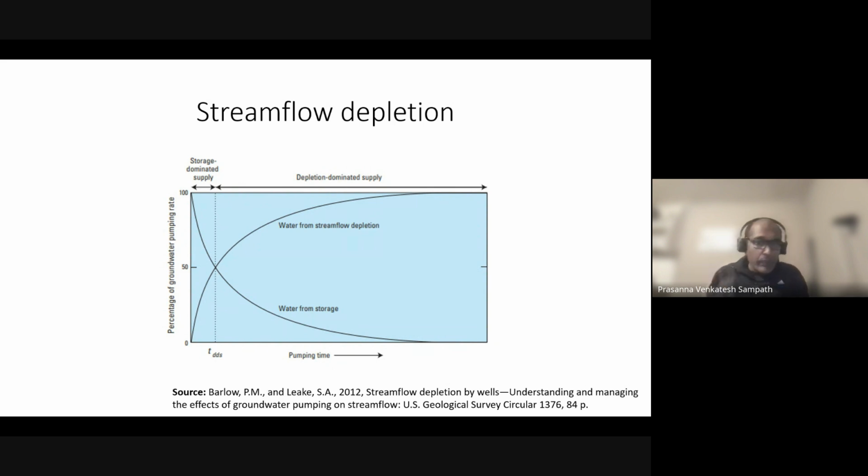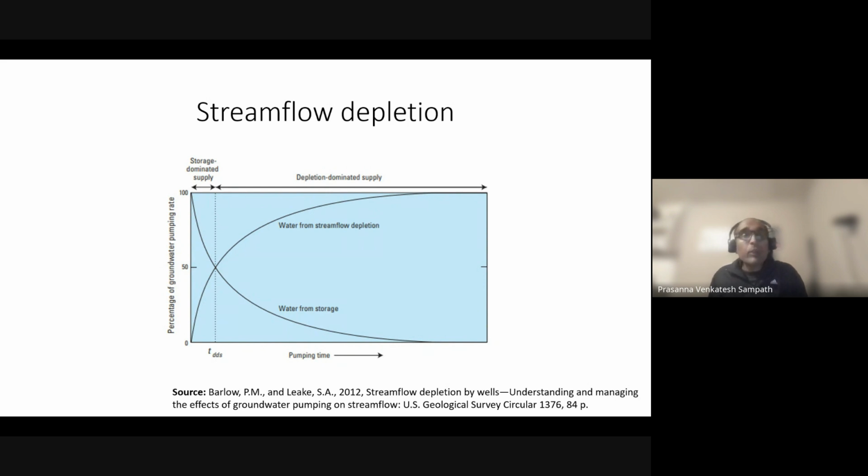Anyway, this conceptual picture is very important for you to understand: stream flow depletion is the major source of pumping. All the water that is being pumped is coming out because some stream somewhere is getting depleted. Which is why, if you look at South India, the vast majority of rivers in South India do not flow throughout the year.